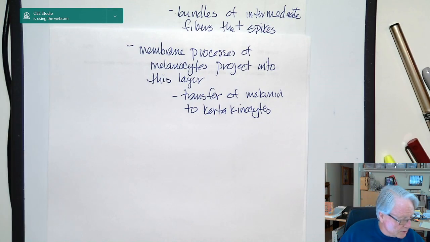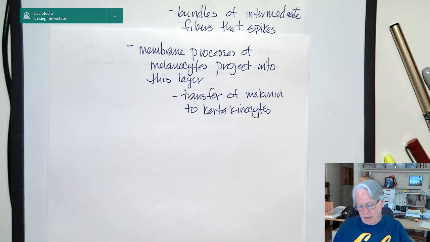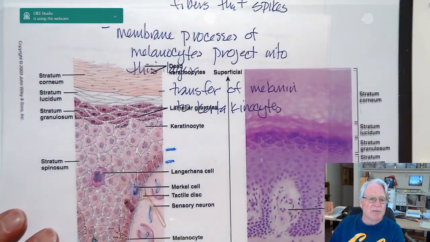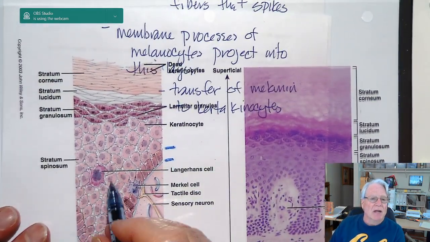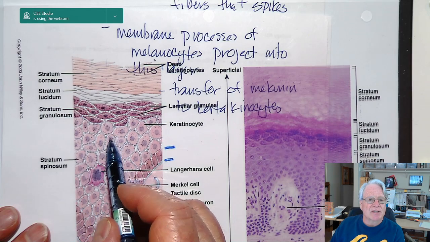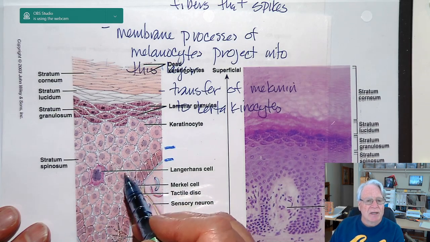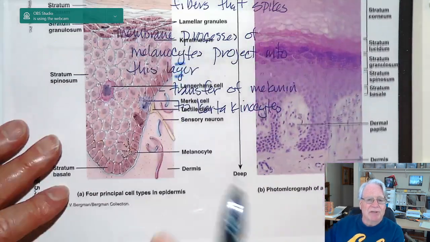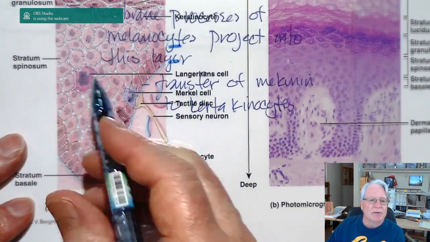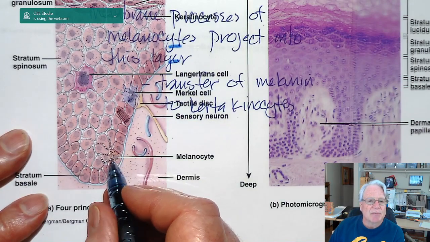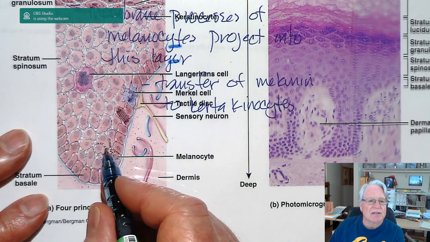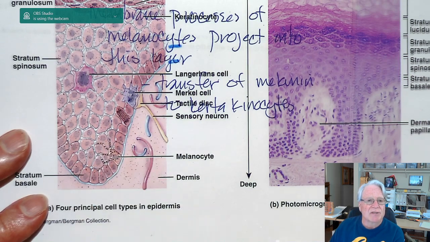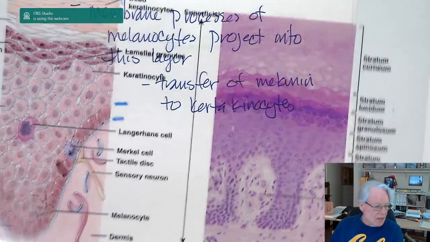All right, so let's take a look. What layer are we talking about? The stratum spinosum. And we can see that spiky appearance. Okay, that's this whole layer here. And we can also see, if we can zoom in enough, that this melanocyte, the processes are extending into this layer, and we're transferring that pigment to the keratinocytes there, as you can see.